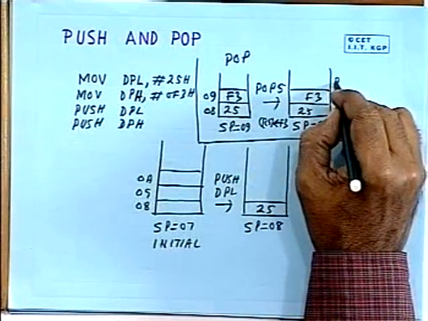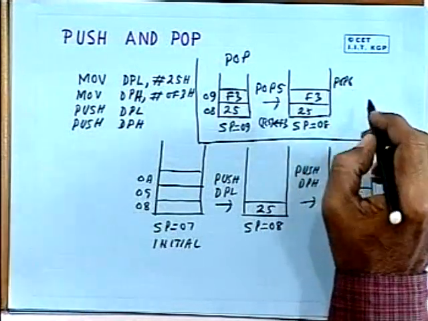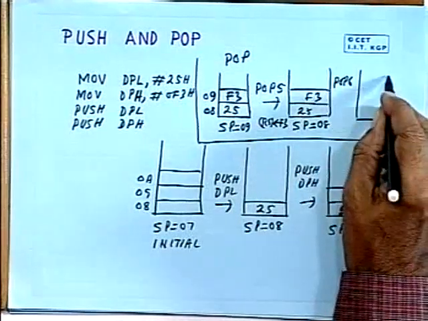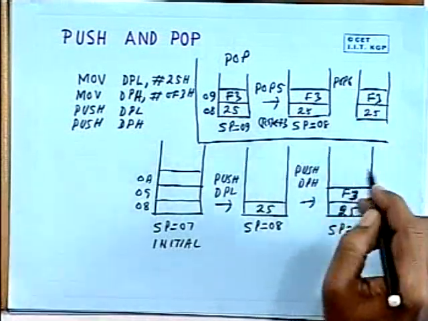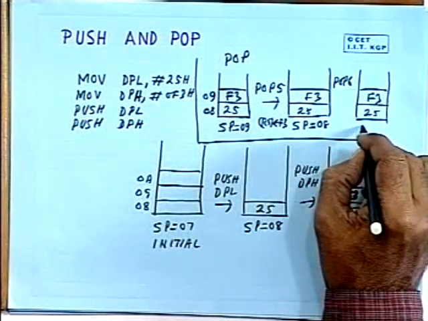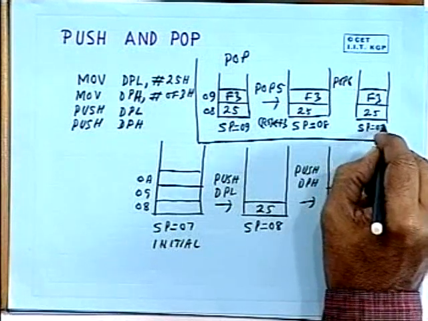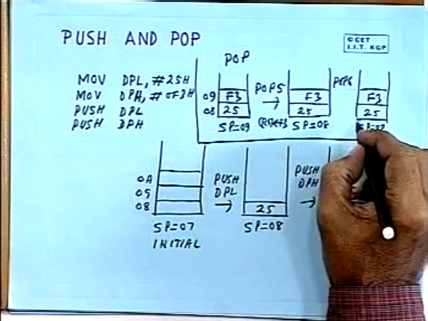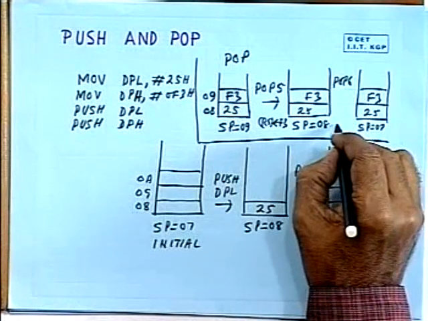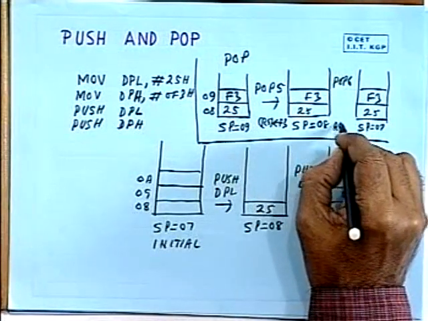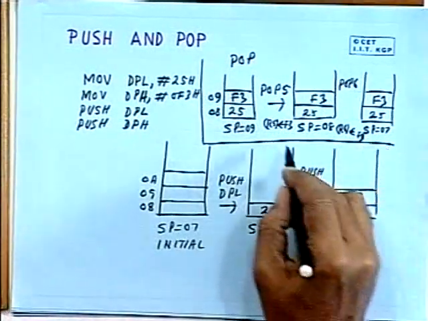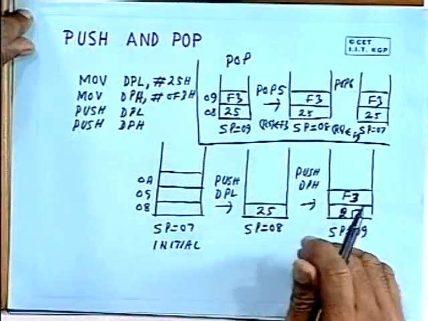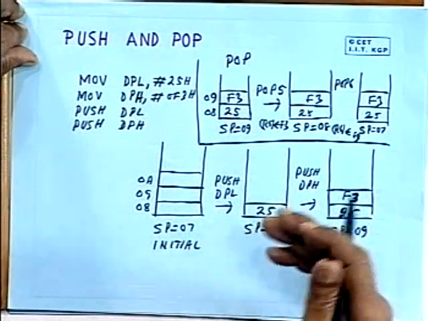Now suppose you perform another pop operation, POP 6. That means the data will go to register 6. Then SP becomes 07, back to the initial state, and R6 will be loaded with the value 25. So this is how the push and pop operations are performed, and the stack pointer provides the indirect address.